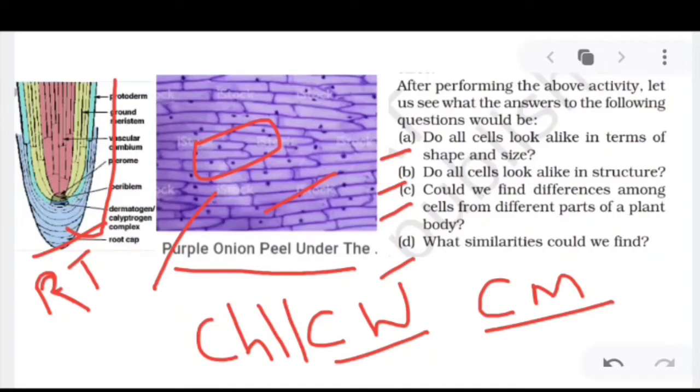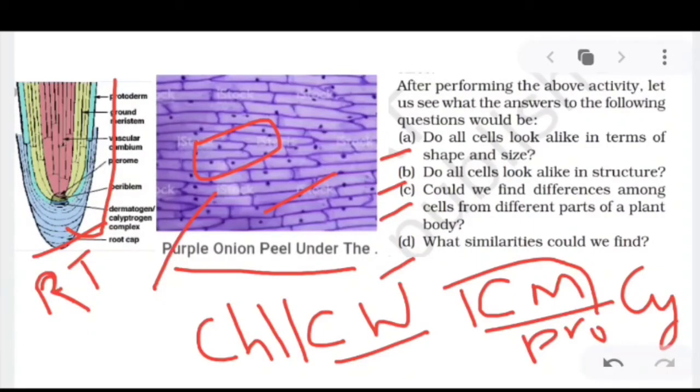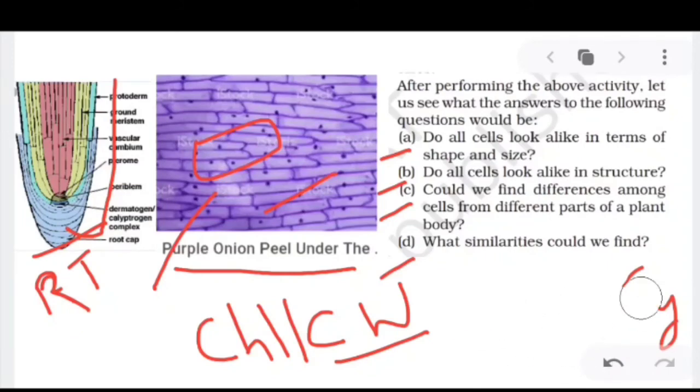And what is present in the cytoplasm? It is present, cytoplasm रहता है एनिमल सेल्स के अंदर में, isn't it? साइटोप्लाज्म. और एक प्रोटोप्लाज्म भी रहता है, प्रोटोप्लाज्म हमने पढ़े थे. तो प्रोटोप्लाज्म इज प्रेजेंट इन एनिमल सेल्स, सेल वॉल इज प्रेजेंट इन प्लांट सेल्स. अब लास्ट क्वेश्चन है, क्या है लास्ट क्वेश्चन? What similarities could we find?